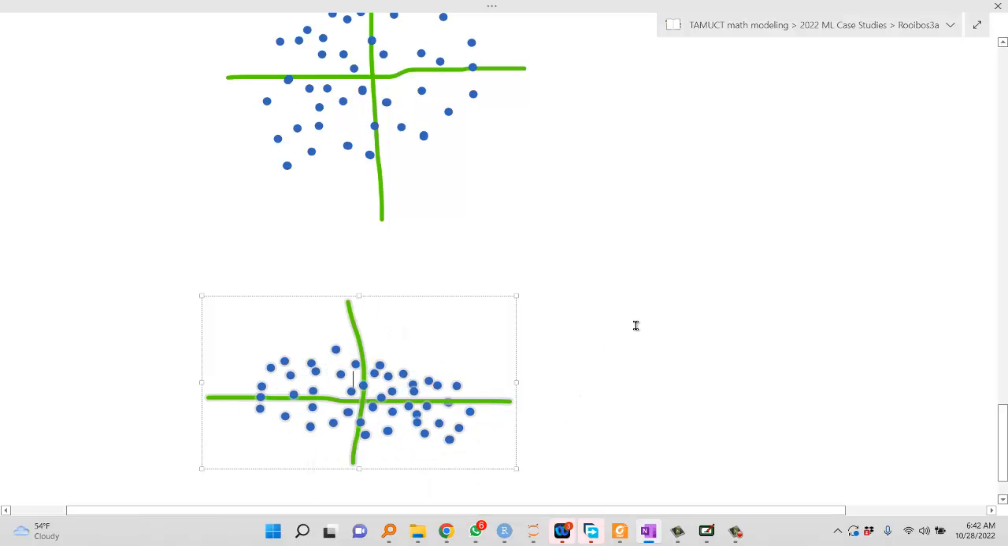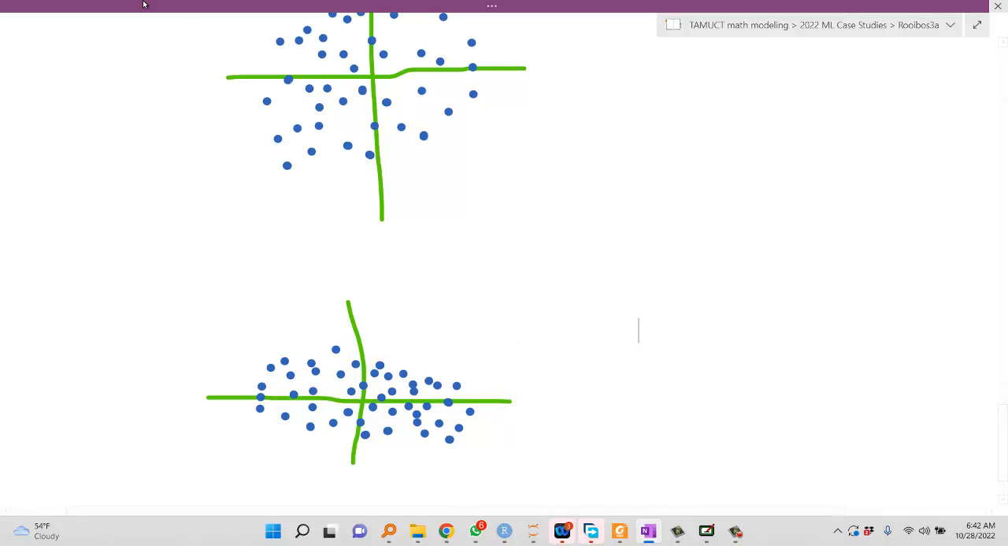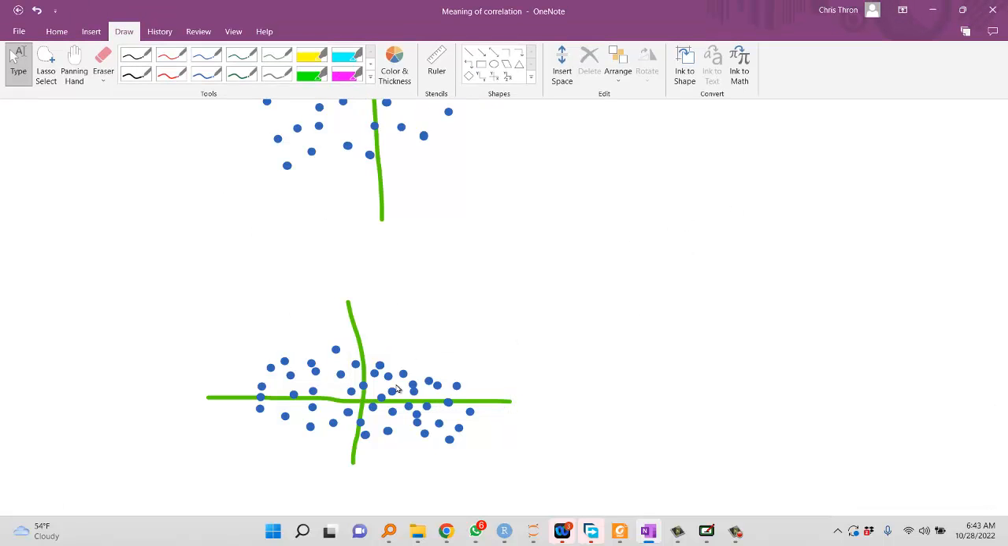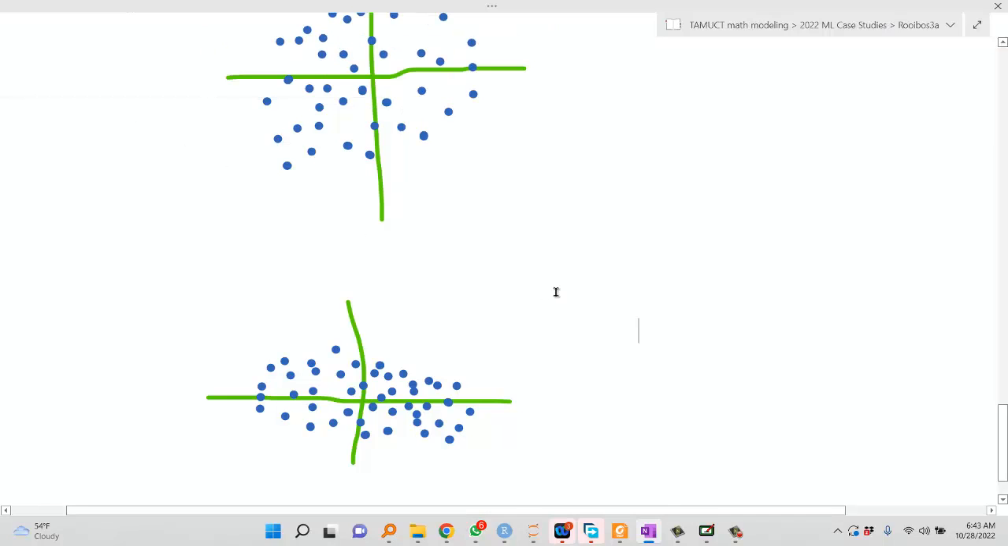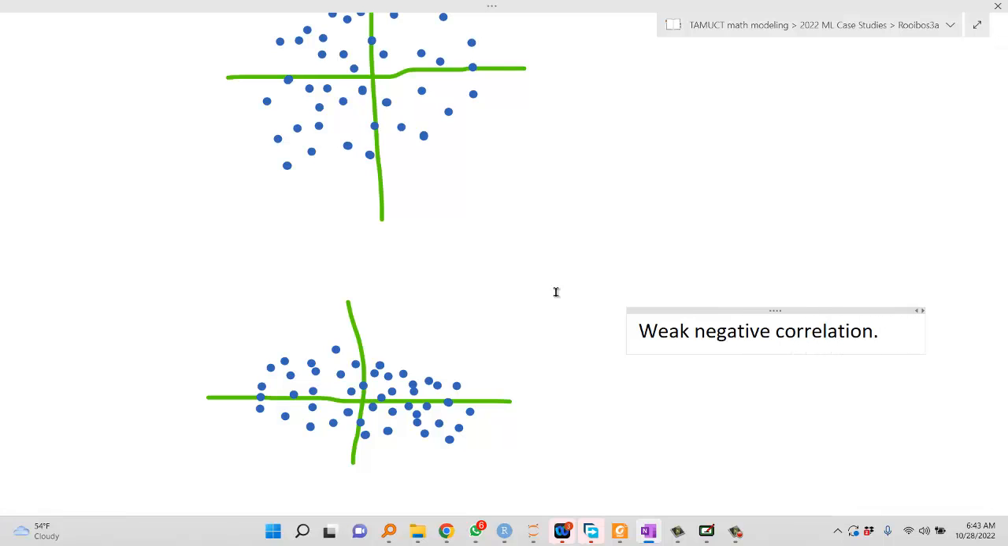All right, good. Now you can see here, if I had a case like this, this is a weak negative correlation. Because if I did stretch it out, there would be diagonality, but it would be diagonally in the other direction. So this is going to be weak negative diagonality, or weak negative correlation. Okay, so hopefully that gives you some intuitive idea about what correlation means.